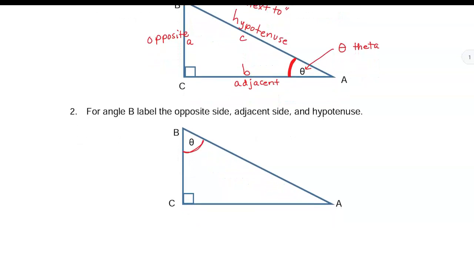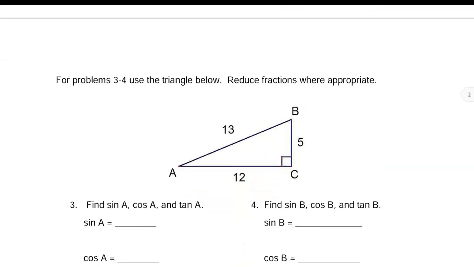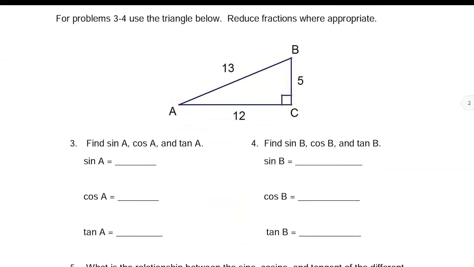So here's angle B up at the top. The side that's opposite from angle B is down here. The side that's adjacent to angle B is on the left. And then the hypotenuse, of course, is that side across from the right angle. Now that we have that information, we're going to use the trig ratios we saw on the first page. We saw that the sine of an angle is the same as opposite over hypotenuse.